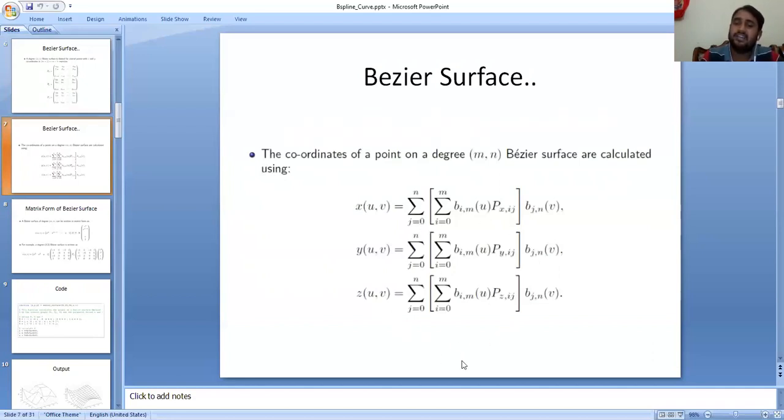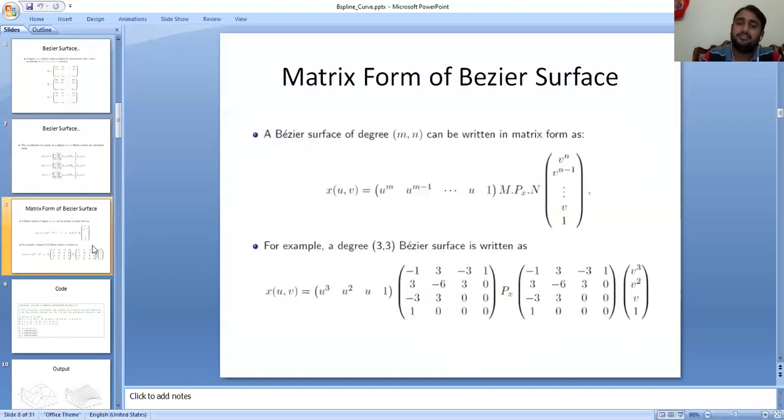Similarly, the z we can calculate. So x, y, z we can calculate in this formula. There are two Bernstein polynomials where M and N are nothing but the degree of the polynomial. When we write this formula in the form of a matrix, since U and V are the parameters of degree M and N, we can write it in this form.